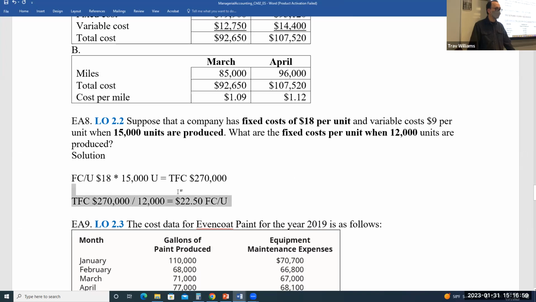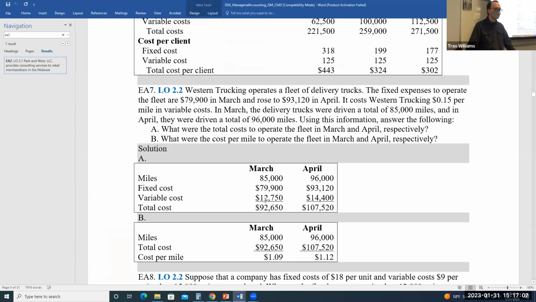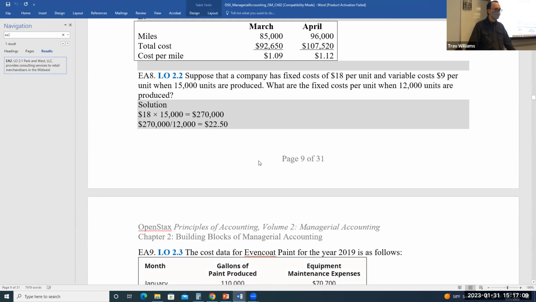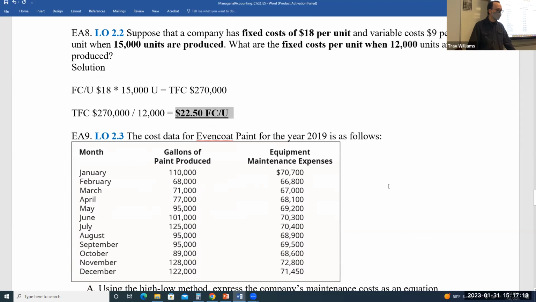Okay, so 2250 is our answer. And we can confirm that here. 2250.